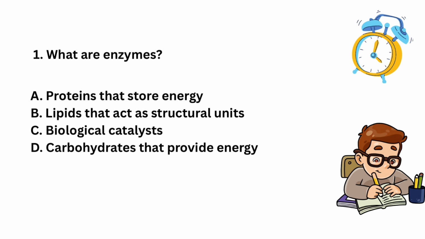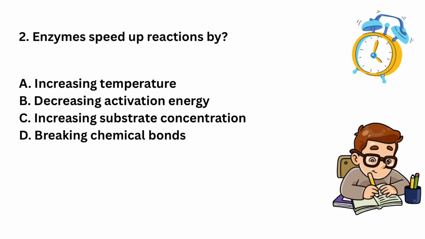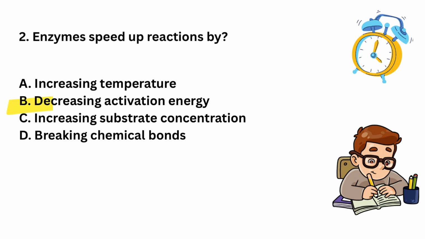Question number 1 says, what are enzymes? The answer is C, biological catalysts. Now, question number 2 says, enzyme speeds up reaction by. The answer is by decreasing its activation energy.